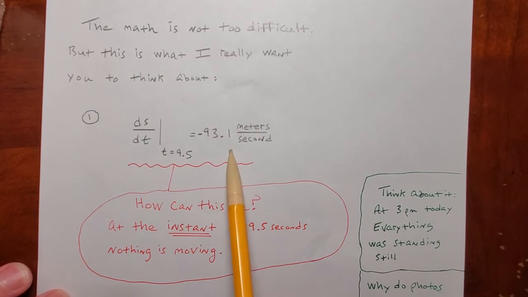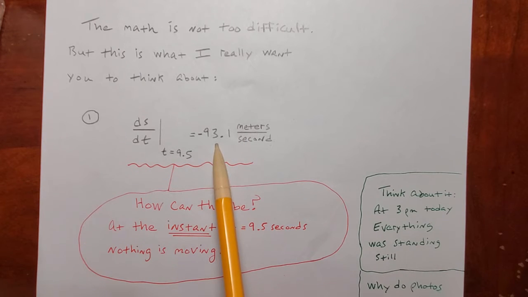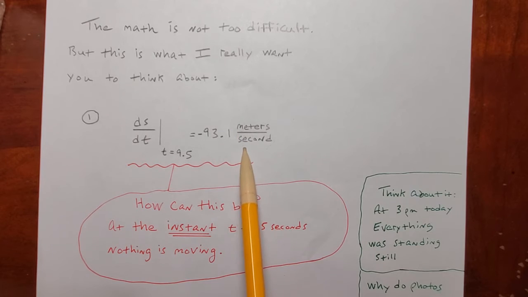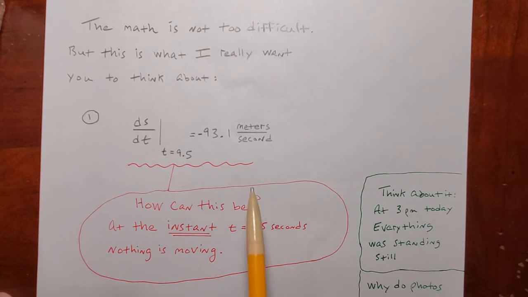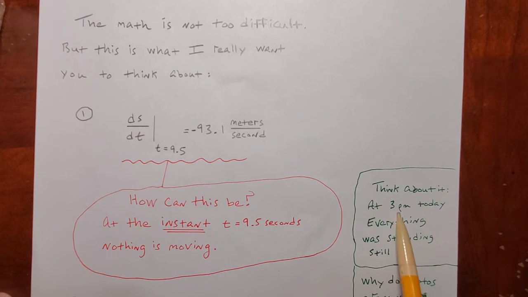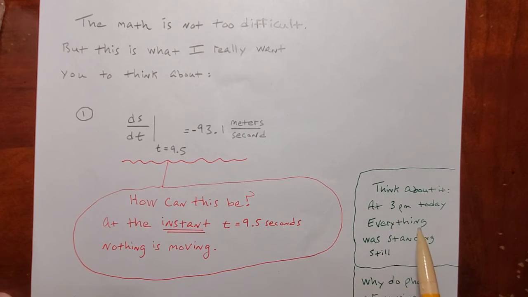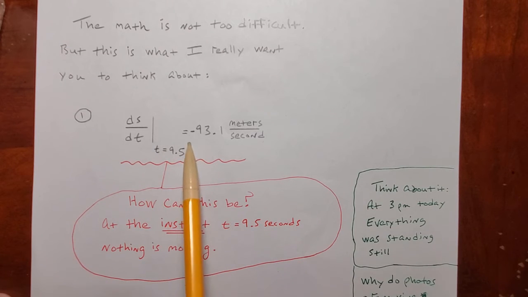Well, think about it like this. Can you imagine something moving 93.1 meters per second? Or can you imagine something moving at all, like meters per second? How can it be at the instant when t is 9.5 seconds that it's moving? Because at any instant, nothing is moving. So I might think about it: at 3 p.m. today, at exactly 3 p.m. today, everything was standing still. So at exactly that instant, nothing was moving.